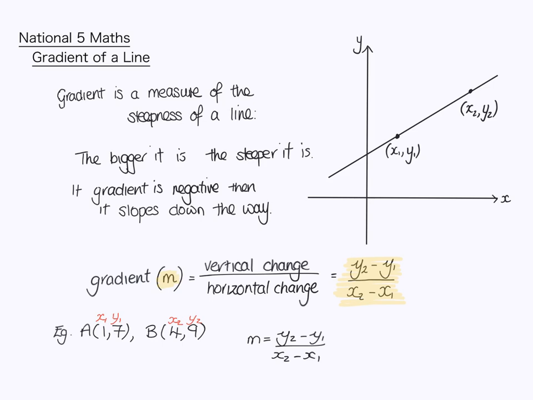So we can then put those numbers in. So we get m equals 9 take away 7 all over 4 take away 1. So on the top, 9 take away 7 is 2, and 4 take away 1 is 3, so our gradient is 2 over 3. And in this case, we're going to leave it as a fraction.